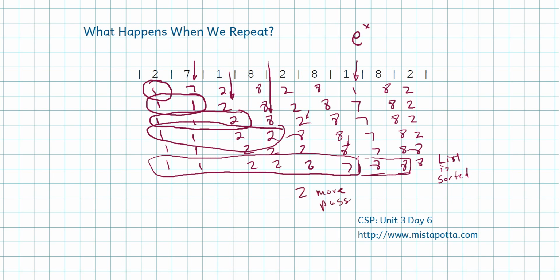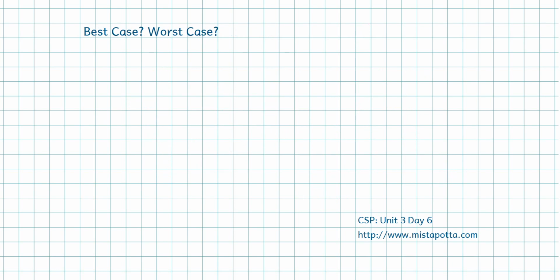But notice that there is only 1 swap, 2 swaps, this wasn't a swap, 3 swaps, 4 swaps, 5 swaps. It only took 5 swaps to get this list in order. So again, we run into this question of what is our best case and what is our worst case? Well, let's take a look.